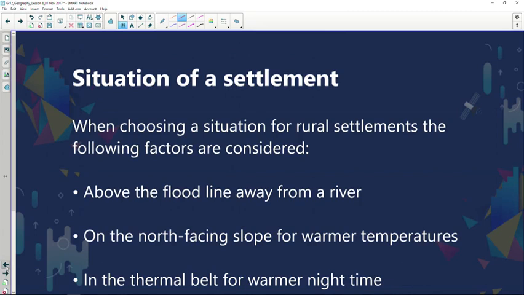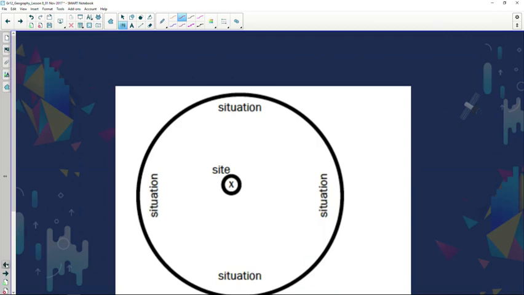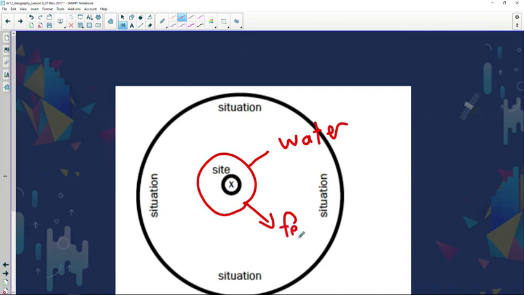If you look at the situation of a settlement, very important over here, it needs to be above the flood line of the river. Now, they've chosen the site. If we go back to this diagram over here, now they've chosen the site. There's water, there's fertile soil, and there's grazing land.